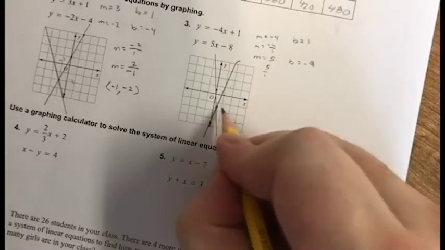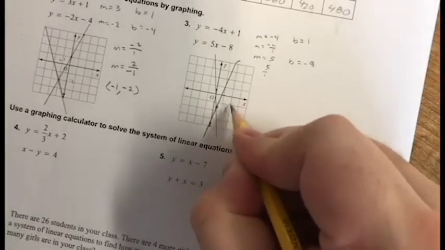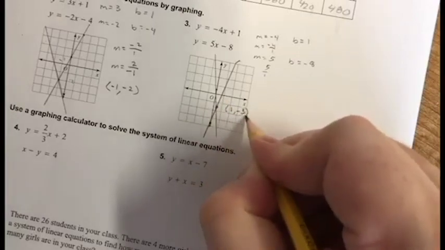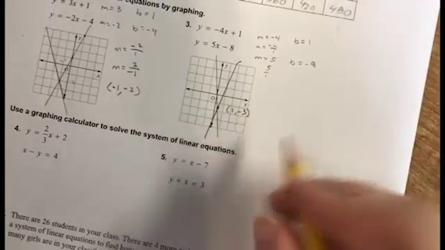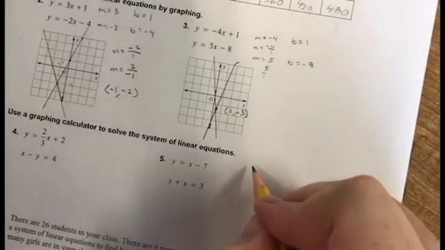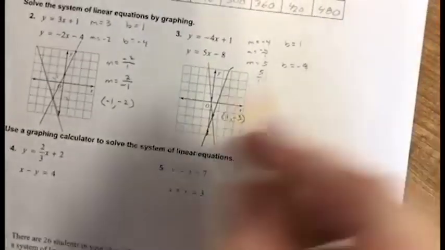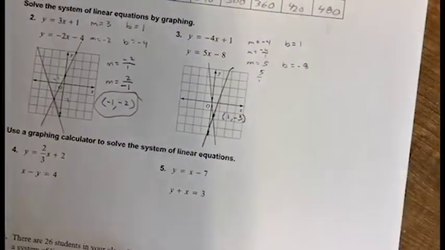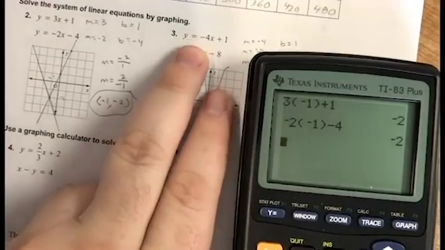So where did it cross? Well, this was a +1 for my x value and a -2, -3 for my y value. So my ordered pair should be 1 and -3. So we need to verify that. Just like we verified this solution over here, we need to verify this solution. How do we do it? We plug it back in.